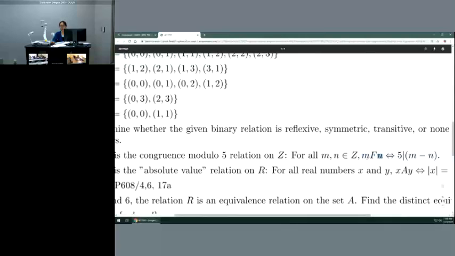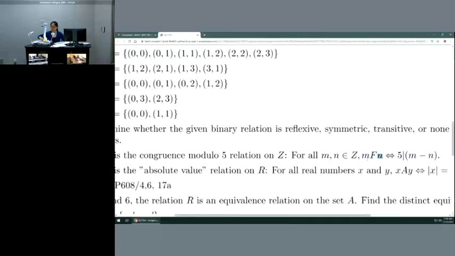How many integers do we have? How many integers are there? Infinite. Infinitely many. 0, 1, or -1, 2, or -2, 3, or -3. So there are infinitely many of them. So are we able to list all of them?